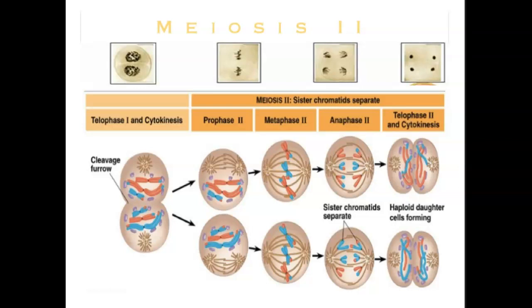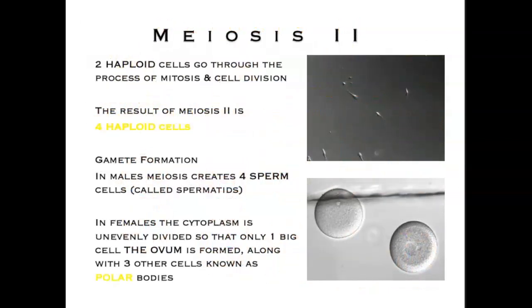You're going to end up getting 4 haploid cells. If you are male, you'll end up getting 4 spermatids. If you're female, you'll get those 3 polar bodies. Those are the 3 unusable small cells and 1 gigantic egg cell. Either way, any one of these cells would be haploid. They would end up having 23 chromosomes.